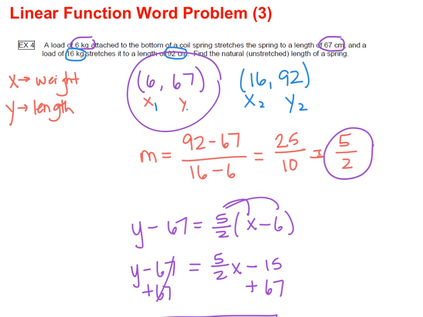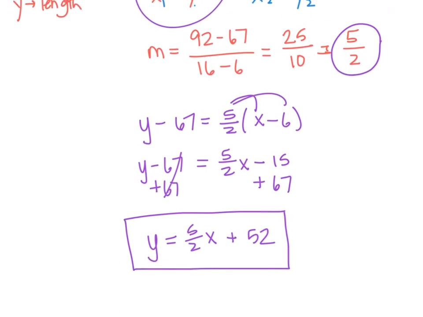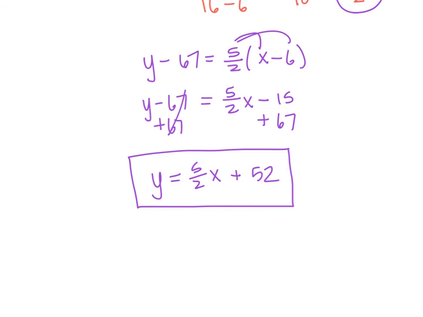Now we go back up to the problem and see what they are actually asking. Find the natural unstretched length of the spring. So if the spring, or I was calling it a coil before, coil, spring, same thing. If it's unstretched, that means that there's no weight on it. Remember, X was representing our weight, so that means that our weight is 0. There is no weight on it. Y represents the length of the coil, and that's what we want to figure out. How long is the coil unstretched, which means there's no weight on it.